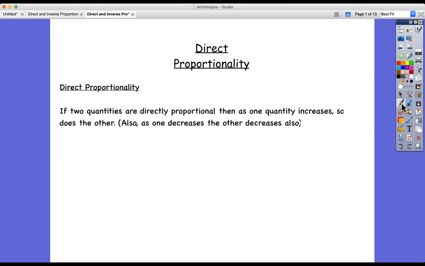Hello, we're going to look at direct proportionality today, quick crash course. This refers to if two quantities are directly proportional, as one quantity increases, so does the other. It also holds the other way as well. As one decreases, the other also decreases.